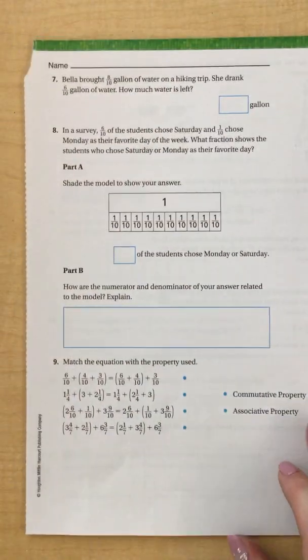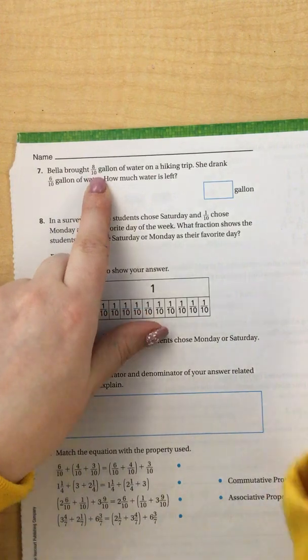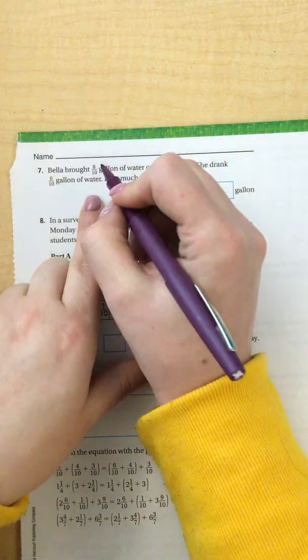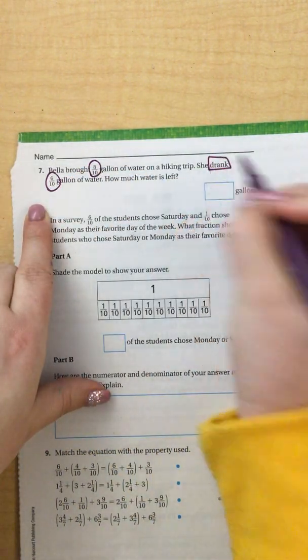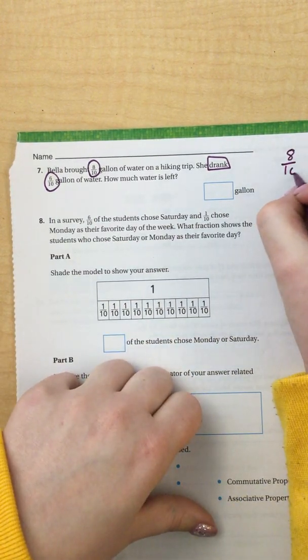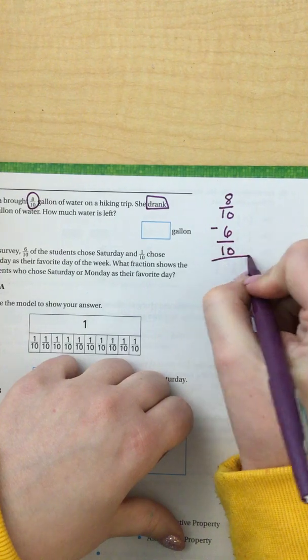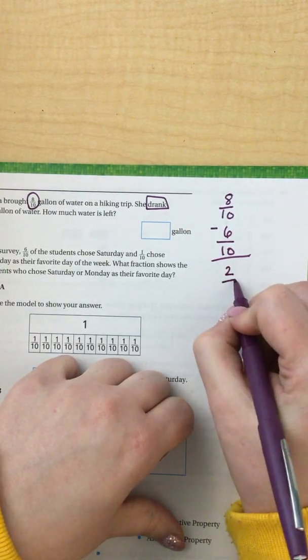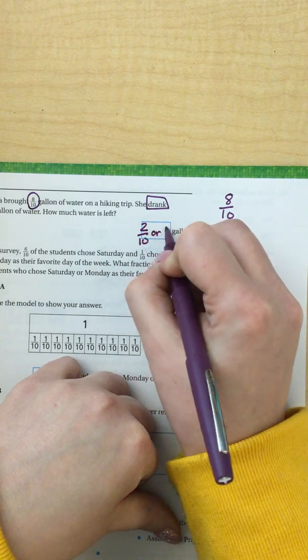All right, question 7. Bella brought 8/10 of a gallon of water on a hiking trip. She drank 6/10. If you drink it, you're getting rid of it. How much is left over? So we have 8/10 minus 6/10. 8 minus 6 is 2, so 2/10, which can also be reduced to 1/5.